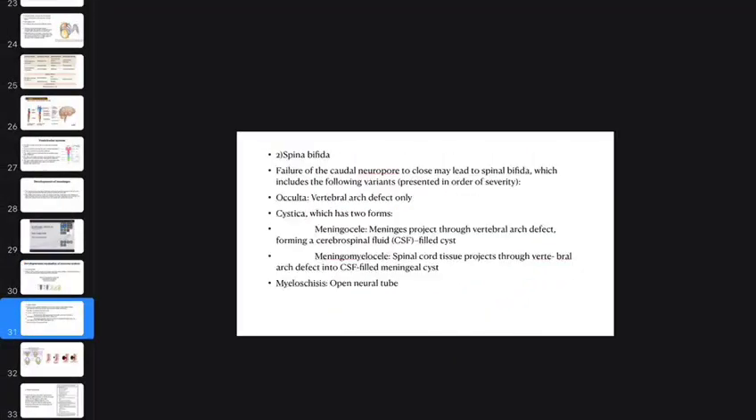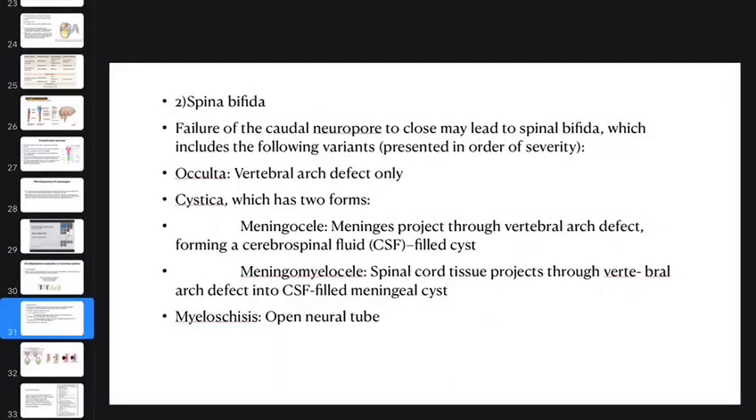And then coming to the spina bifida, there are different types of spina bifida. Failure of the caudal neuropore to close may lead to spina bifida, which includes the following variants. First one is occulta. There is only the vertebral arch defect, and cystica has two forms, that is meningocele and meningomyelocele.